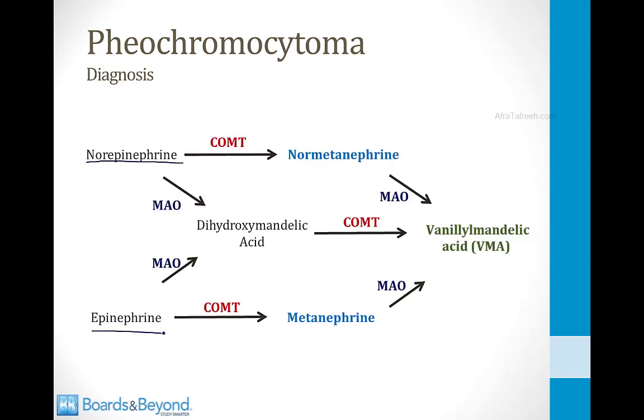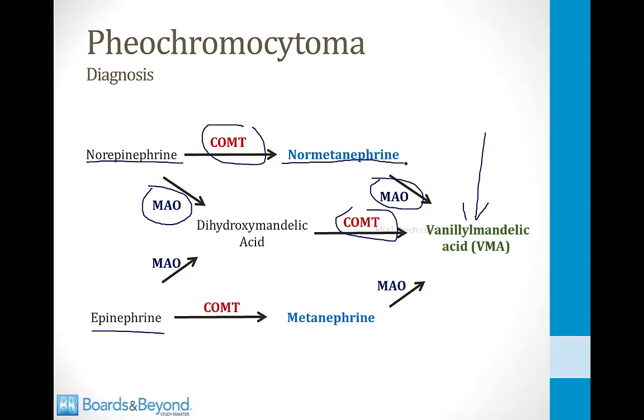Norepinephrine and epinephrine are also metabolized by MAO and COMT, and just like dopamine, either MAO can go first or COMT can go first. So norepinephrine, for example, can be metabolized by MAO and then COMT, or it can be metabolized by COMT and then MAO. The same is true for epinephrine. The final breakdown product of both of these compounds is called vanillylmandelic acid, or VMA. There are two important intermediates that you should note here. One is called normetanephrine, that is an intermediate of norepinephrine breakdown. The other one is metanephrine, which is an intermediate of epinephrine metabolism.